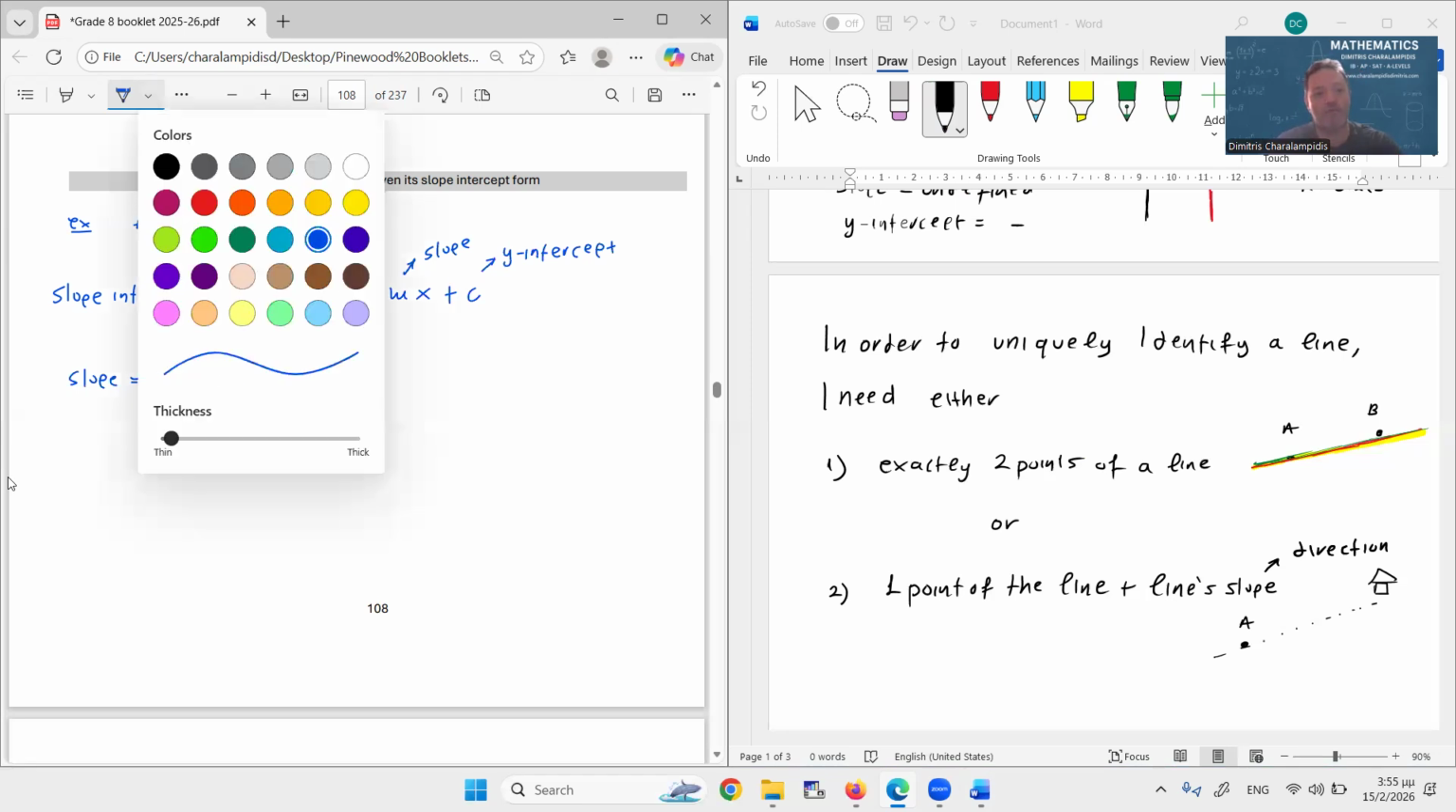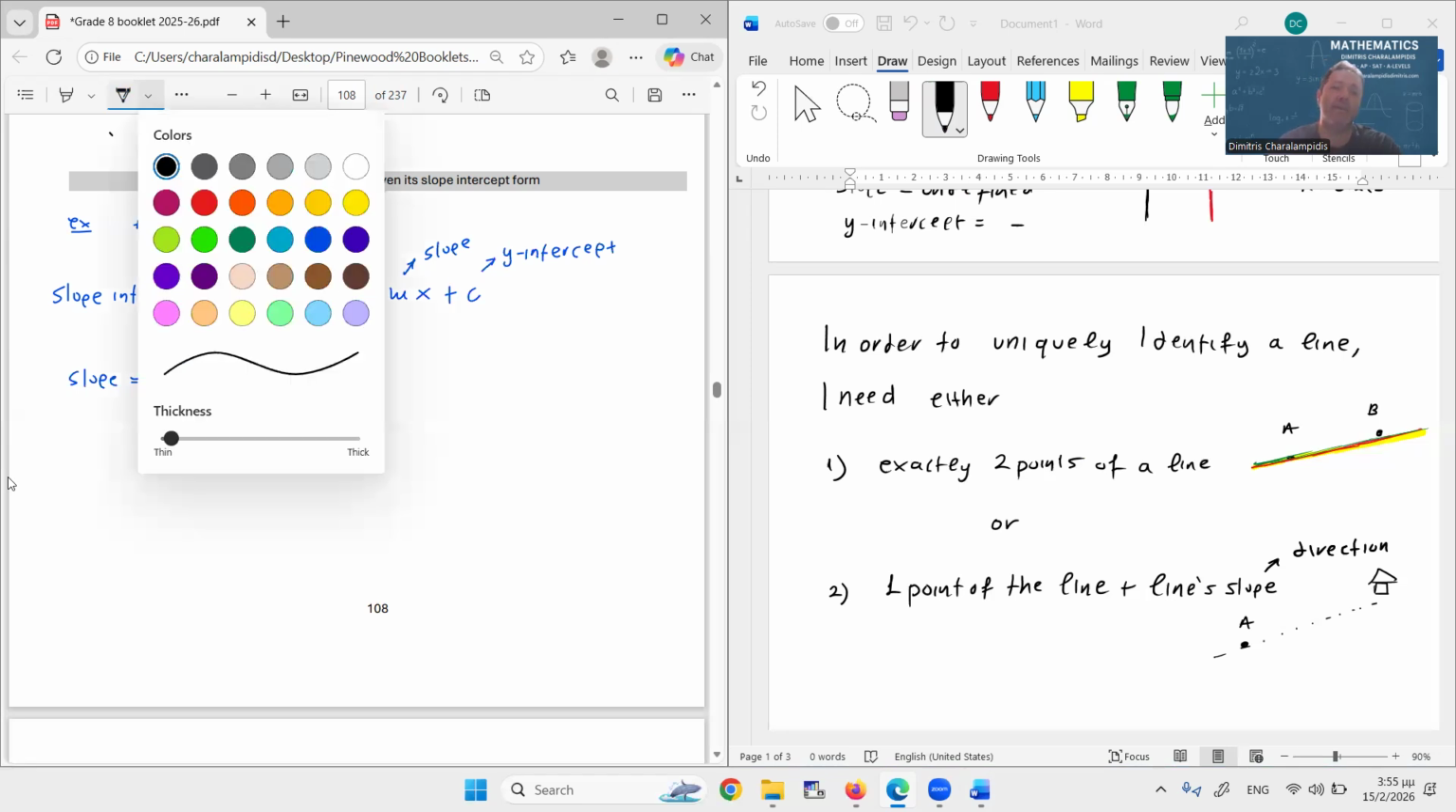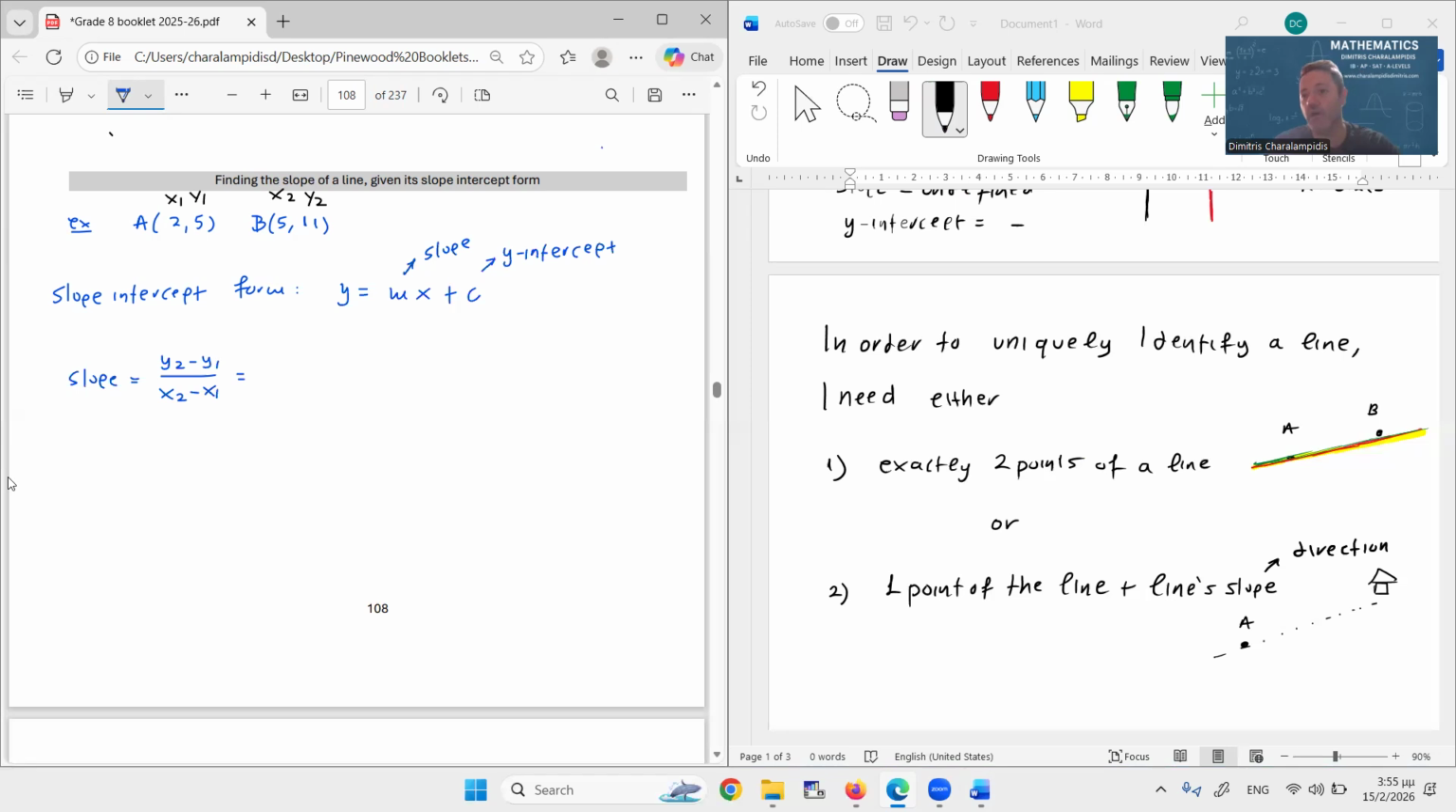By assuming that point A is x1, y1, and point B is x2, y2, I can easily find that this slope formula is now written as 11 minus 5 over 5 minus 2, which is 6 over 3, which is 2. So I just found that the slope is equal to 2, which means that my line so far can be rewritten as 2x plus c.